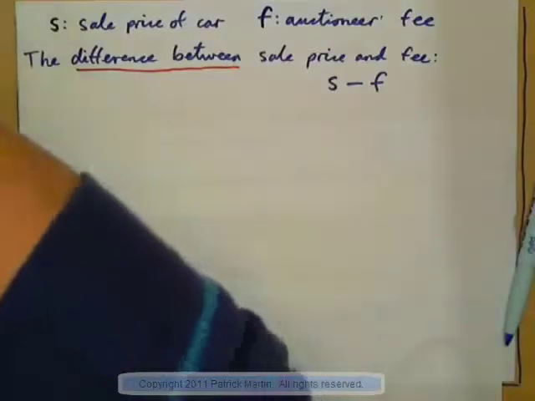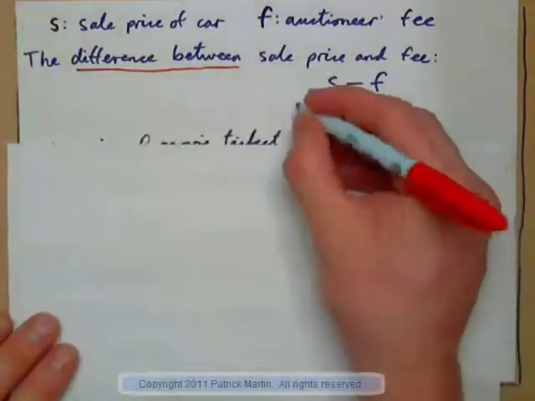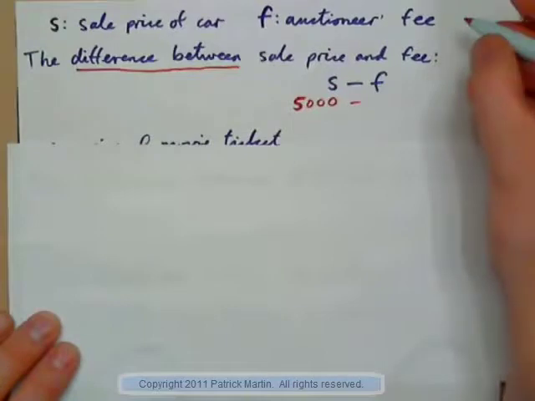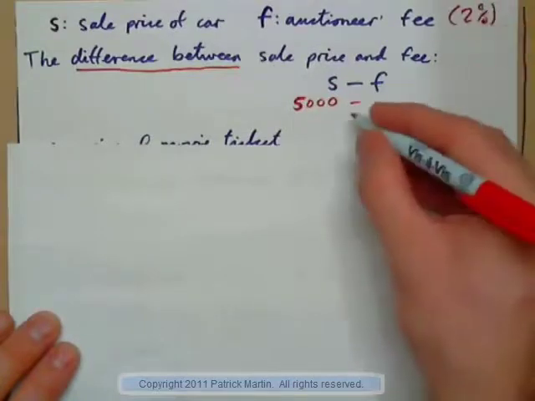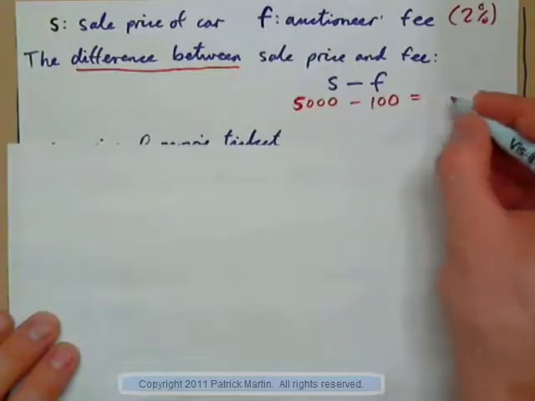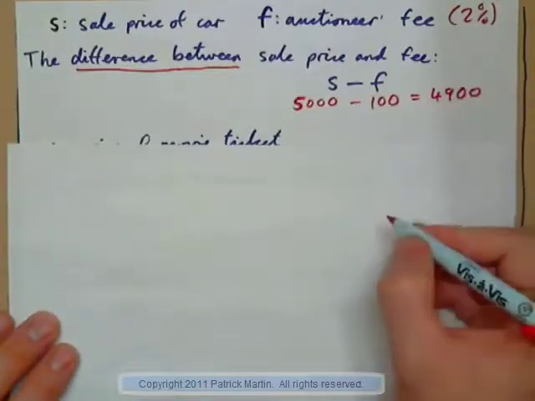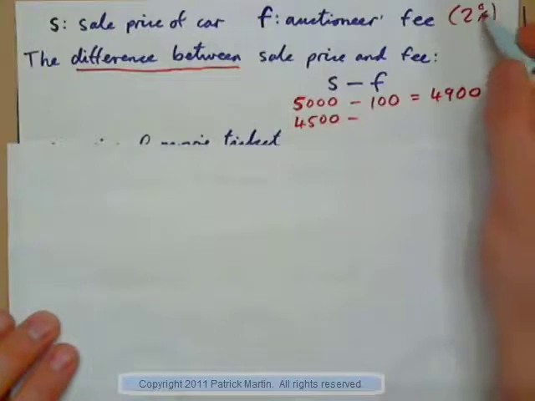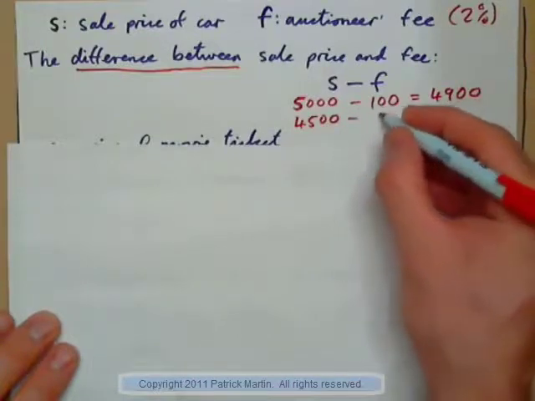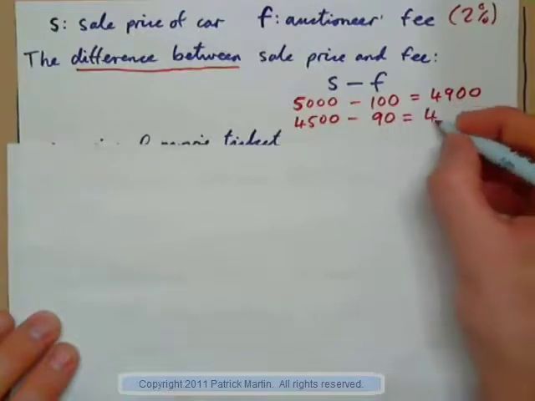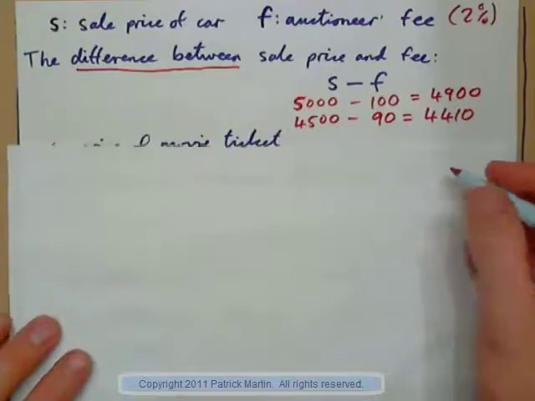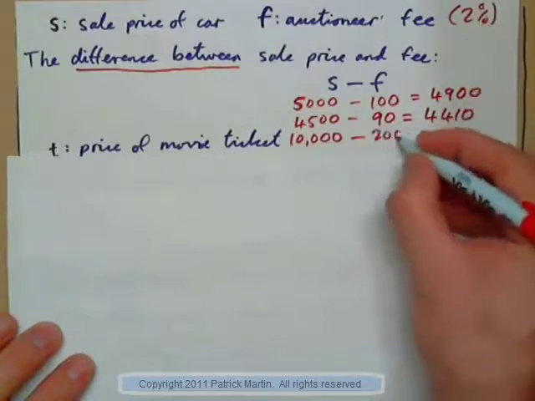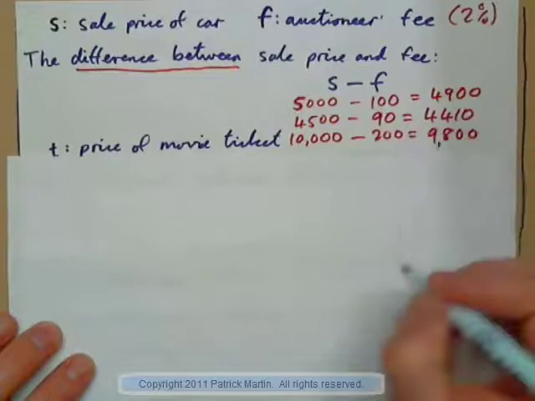For example, you could sell your car for $5,000. The auctioneer could sell it for $5,000 and charge you a fee of, let's say, 2%. 2% of $5,000 is, in fact, $100. So what you would get is $4,900. If he only sold the car for $4,500 and he took a fee of 2%, well, 4,500 subtract 90 leaves you with 4,410, right? Or he might even sell it for $10,000, and 2% of 10,000 is 200, and so you would get 9,800.